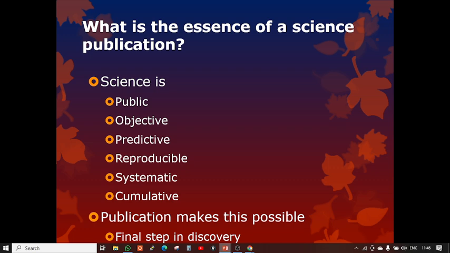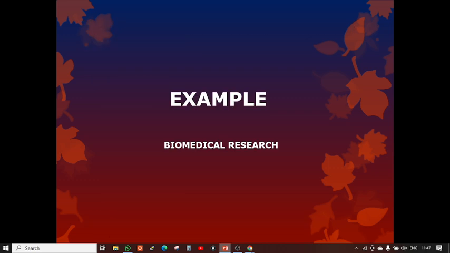So what is science? Science, or the publication of science, must have these characteristics: it should be publicly available, its objectives are clear, it is maybe predictive, it is reproducible, systematic, and cumulative. We have already discussed these good characteristics of research. All of them are the basic theme, or basic steps, of research publications.